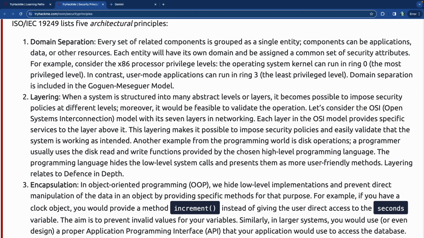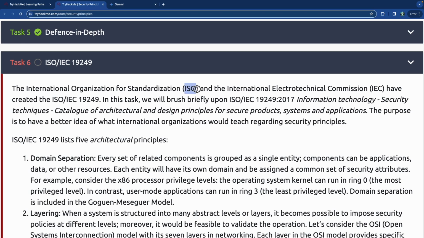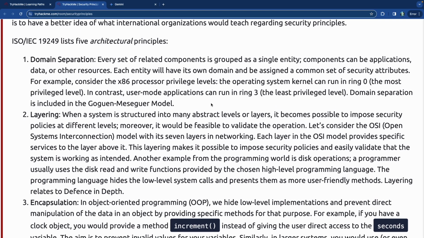So let's consider OSI, Open System Interconnection, very different from the International, oh, excuse me, this is ISO. My dyslexia is kicking in right here.